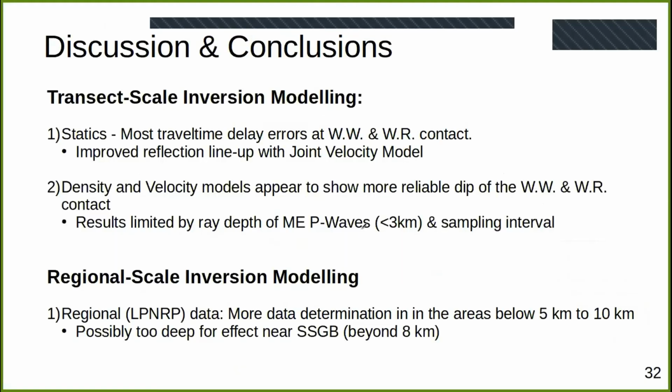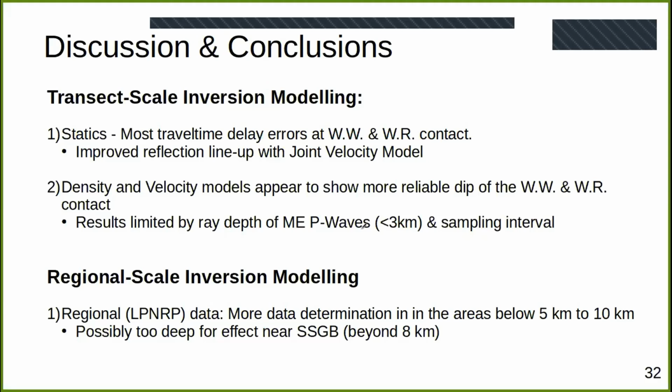And so just to wrap up, in the transect scale modeling, I found that the joint approach was helpful for calculating statics. And I believe that if I continue with this, pick more first arrivals, I could improve the reflection images by incorporating the density information alongside the first arrival information.